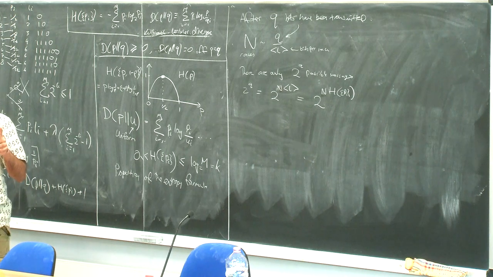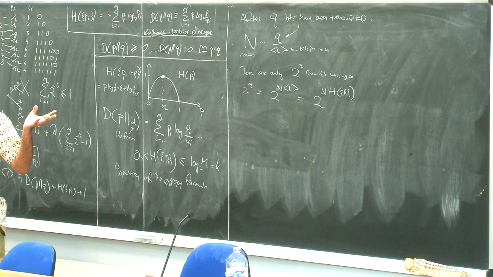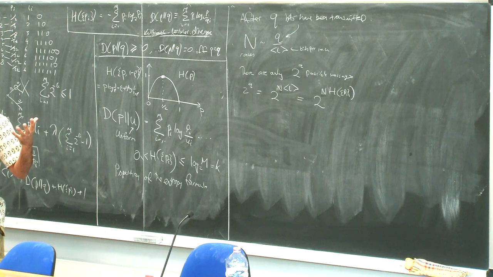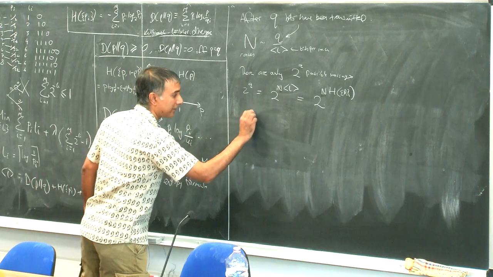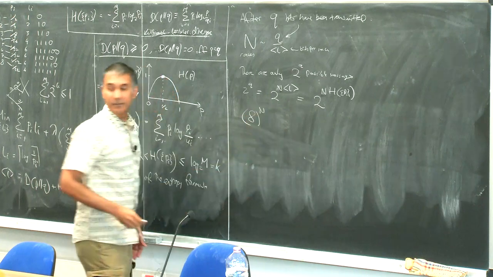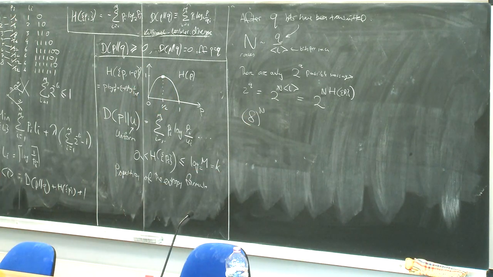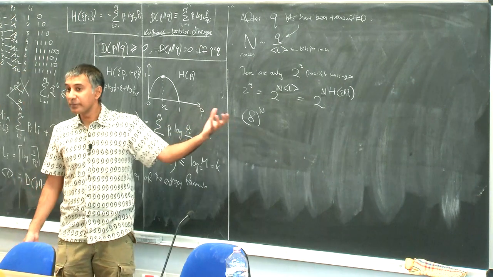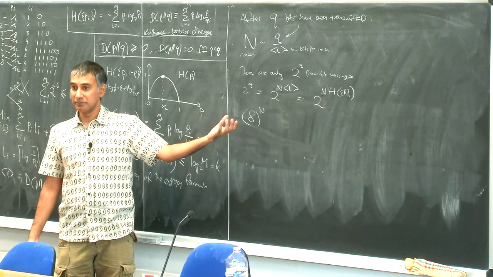After n races, how many possible kinds of outcomes could there have been? Each race, 8 horses are there. So after n races, how many possible outcomes could there have been? It must be 8 to the n. Is that clear? Any of these horses could have won any of these races, right? So after n races, this is the total number of possible ways the thing could have happened.